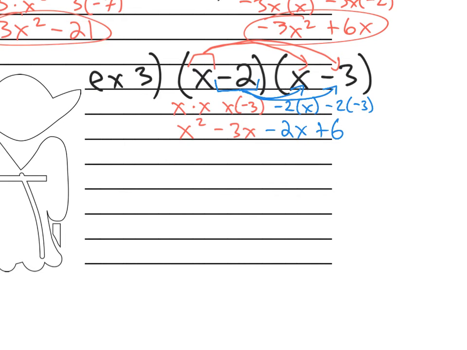And always look to simplify. Can I simplify this thing? Yes, there's like terms. Like terms are in the middle there. We have minus 3x, minus 2x, combine it to make negative 5x. x squared is still there, and so is the plus 6. So our final answer is x squared minus 5x plus 6.